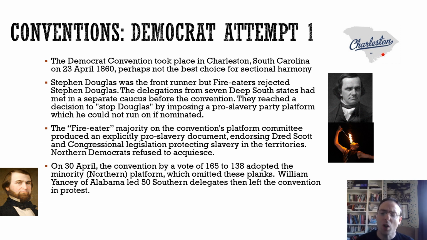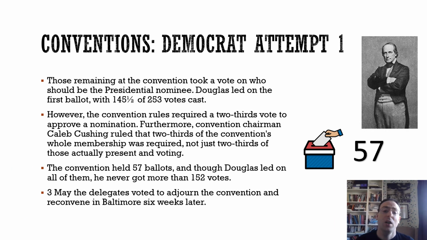And at this point, a group of Southerners storm out, led by a guy called William Yancey. You can see his photo in the bottom corner, and they just walked out of the convention in protest. So what happens next? Well, those remaining decided to vote on who should be the presidential nominee. Douglas leads, and quite substantially, with 145.5 votes. But the convention rules meant that he needed a two-thirds majority.